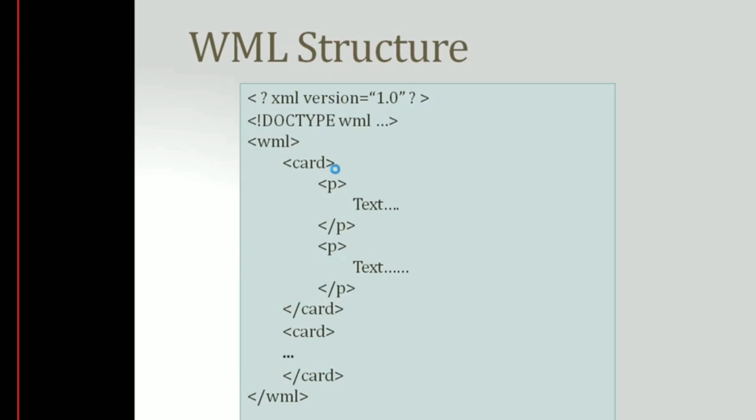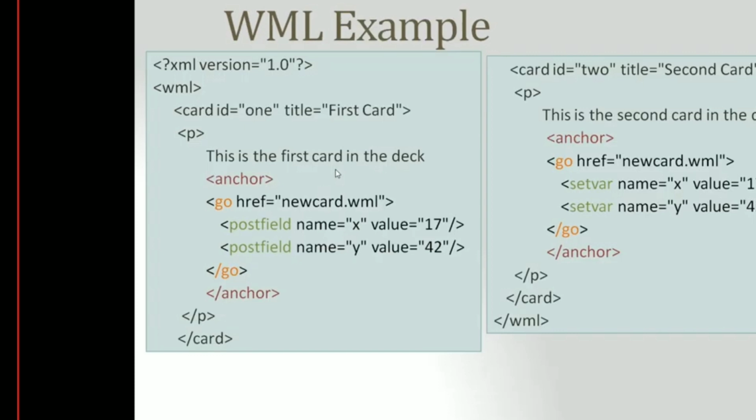Okay, so WML can also have multiple cards. Let us start with an example. Here the WML includes two kinds of tags. The first one is the card.